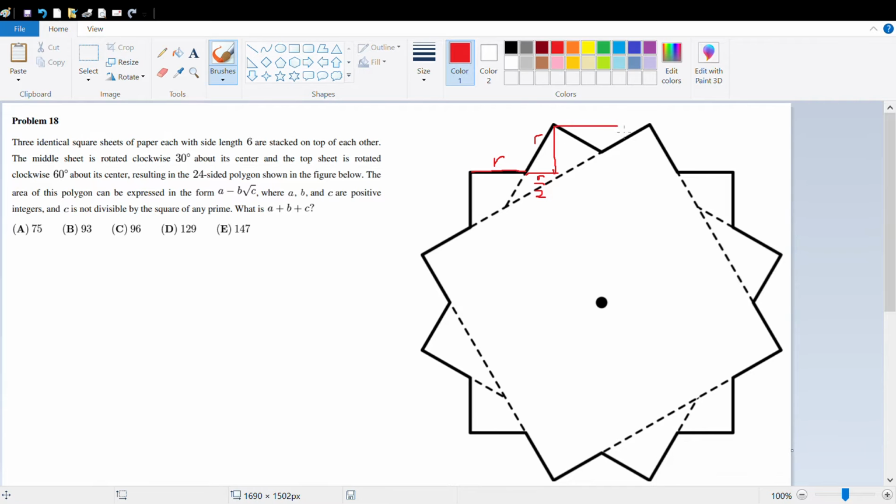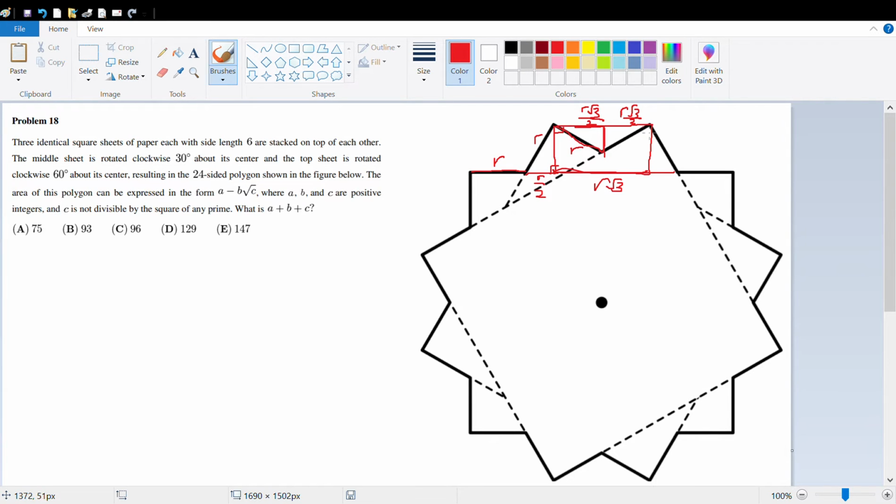And now we can draw this in, and we know that this is R. And we have more 30, 60, 90 triangles. This is a 30, 60, 90 triangle, and so this is R root 3 over 2. And then this is also R root 3 over 2. And that means that this whole side length here is going to be the sum of these two, which is just R root 3.